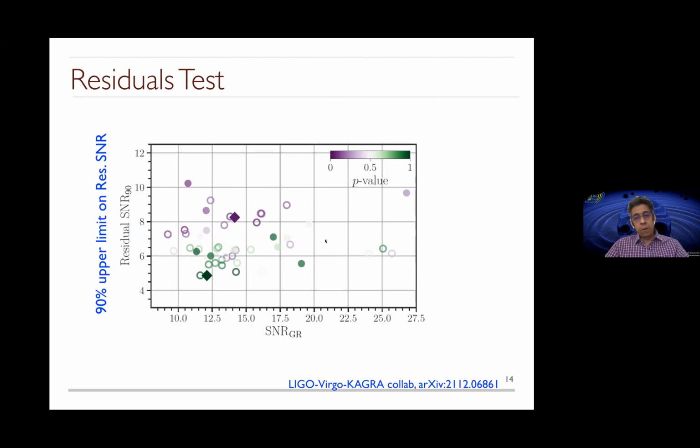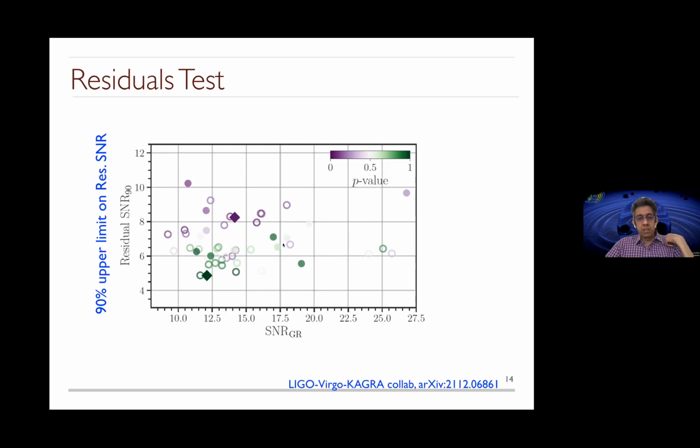to the population, and the p-values are shown going from this maroon, or whatever this color is, violet, to the green. And so this is a test on the entire population, and you can see there is no specific trend. If you expect the null hypothesis to be true, that is, things are consistent with noise, you would expect the p-values to be uniformly distributed between 0 and 1, and that is what we see. There is no particular structure in this two-dimensional plane which spans the SNR and the GR versus SNR upper limit on the SNR from the residual in this plane.